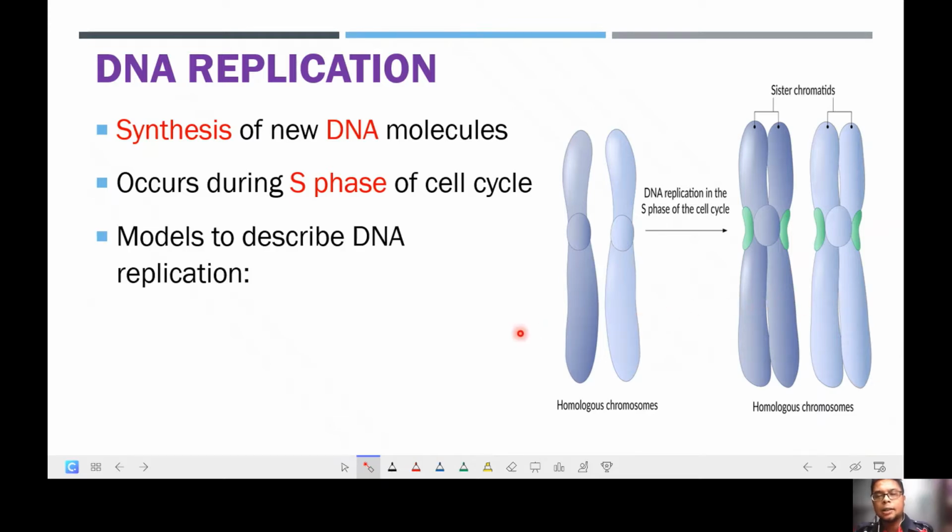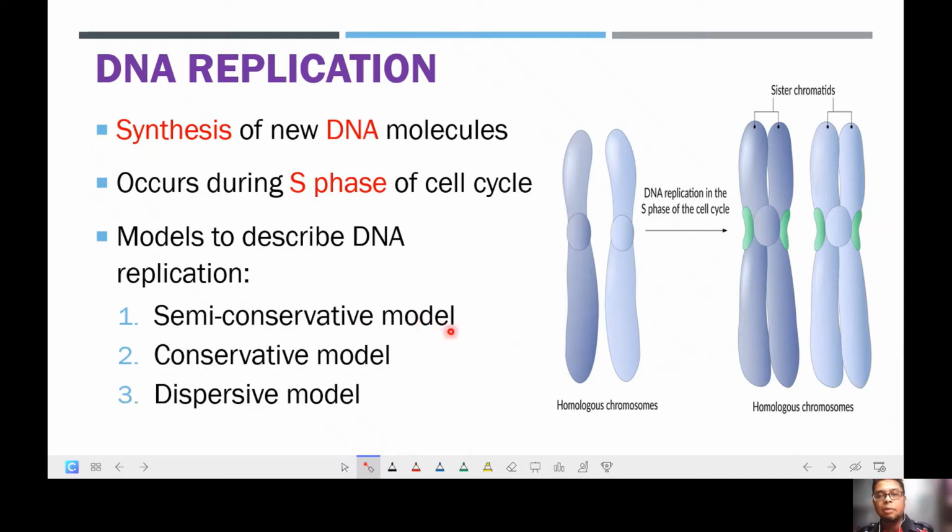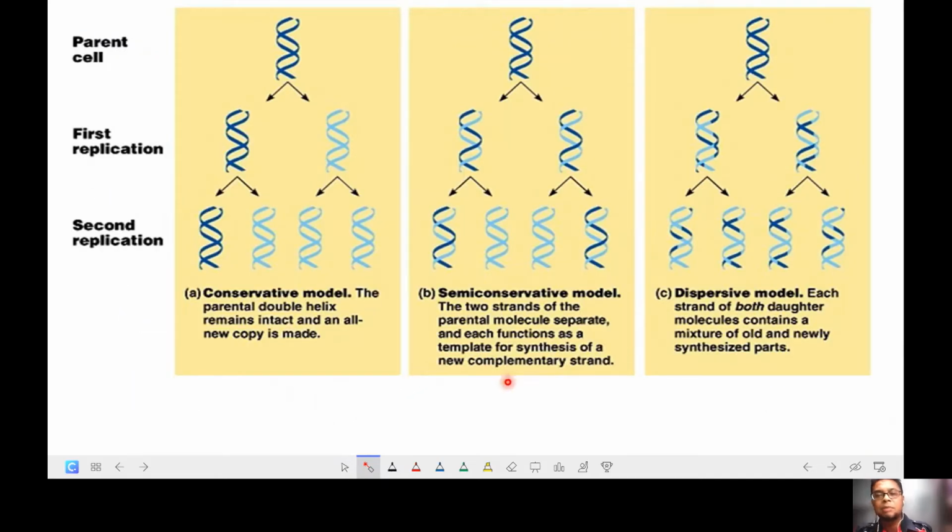And actually there are three models that can describe the process of DNA replication. Number one will be the semi-conservative model. Number two will be the conservative model. And number three will be the dispersive model. What will be the difference between these three? Let's look at the conservative model first.